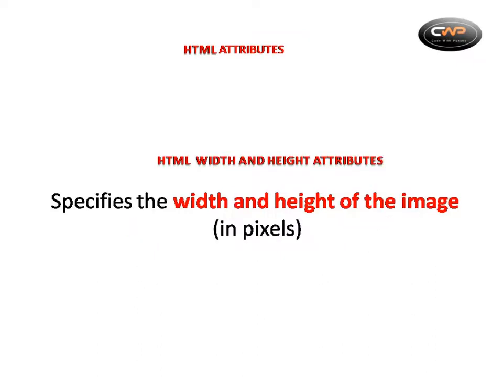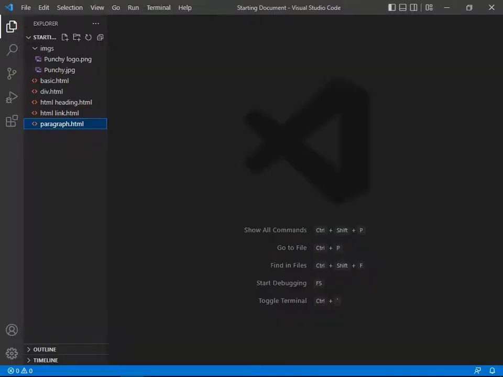Lastly, the width and the height attributes specify the width and the height of the image. So it's now time for us to have a practical. Let's get started. The first thing we are going to do is create our new file. But before we do that, I want to show us the images we'll be using for this project.